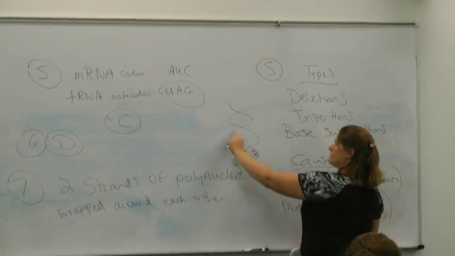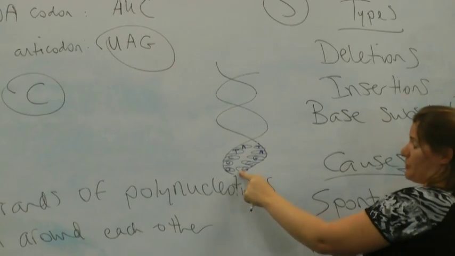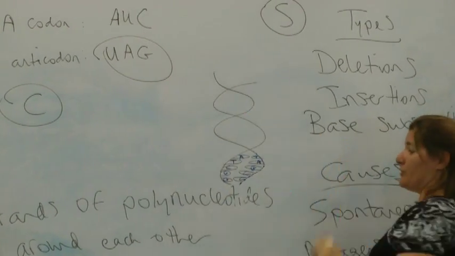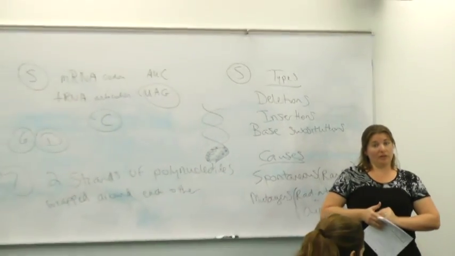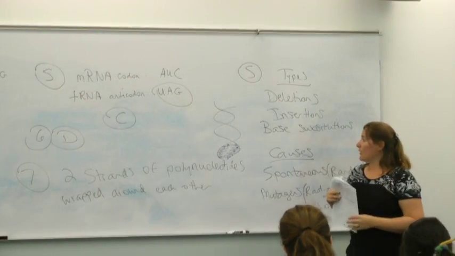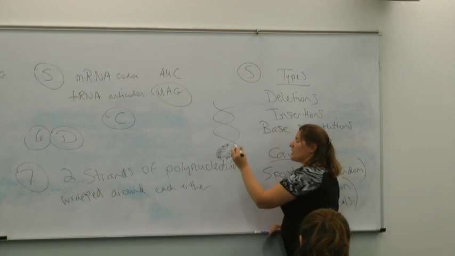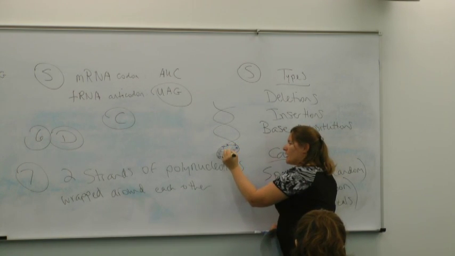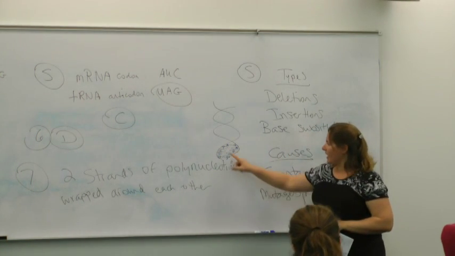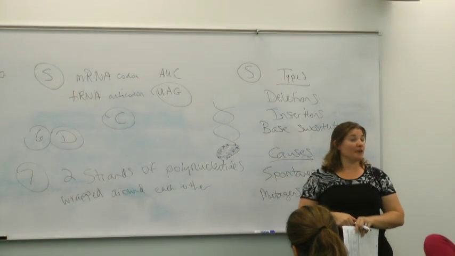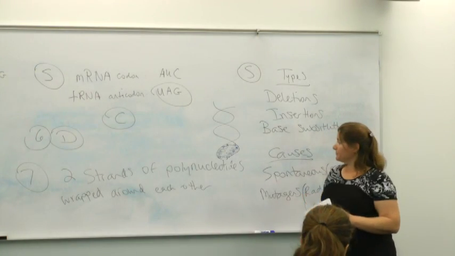Two strands of polynucleotides consisting of sugar, phosphate, nitrogen base, wrapped around each other. That makes our double helix. And it can be described as a twisted rope ladder. And just for further review, guys, what holds together the nitrogen bases? Hydrogen bonds, right? We had already talked about that on one of the previous pages. Hydrogen bonds hold the nitrogen bases together, and the two strands as a whole, causing that double helix shape.